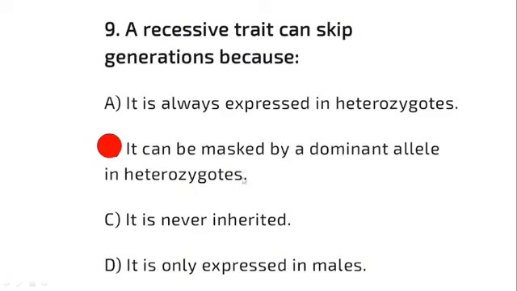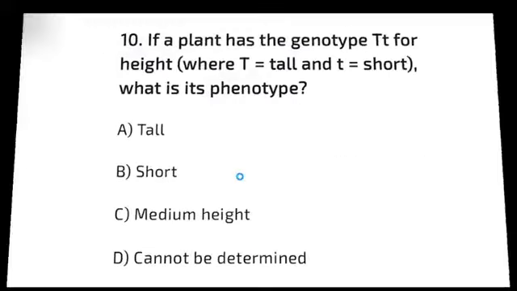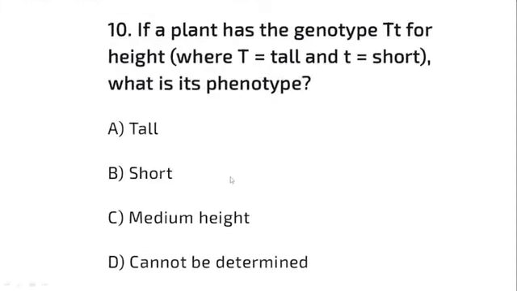We now move on to our last question. So this is our last question, which is our question 10. Our question 10 reads, if a plant has the genotype, this one, which is heterozygous, capital letter T and a small letter t for height, where this dominant allele is tall and the recessive allele is short, what is its phenotype?